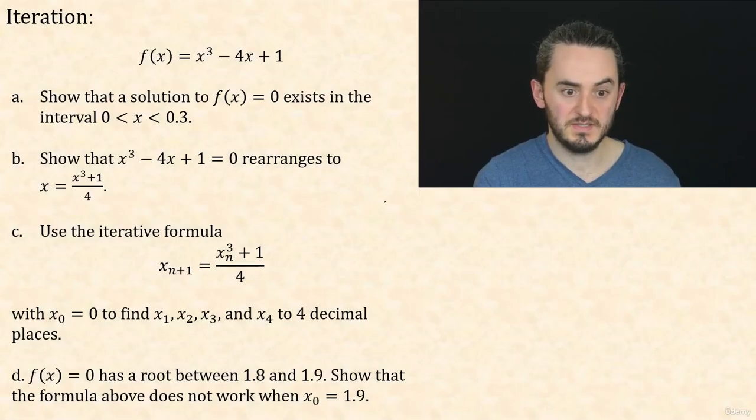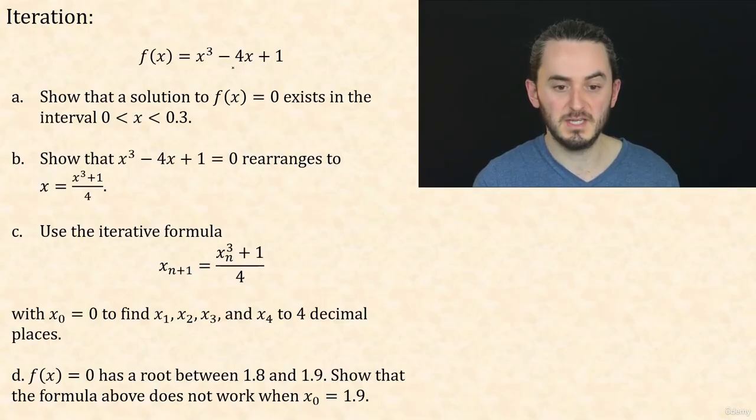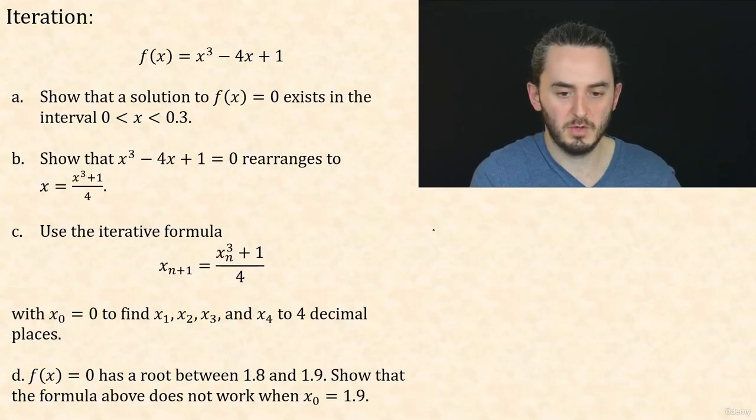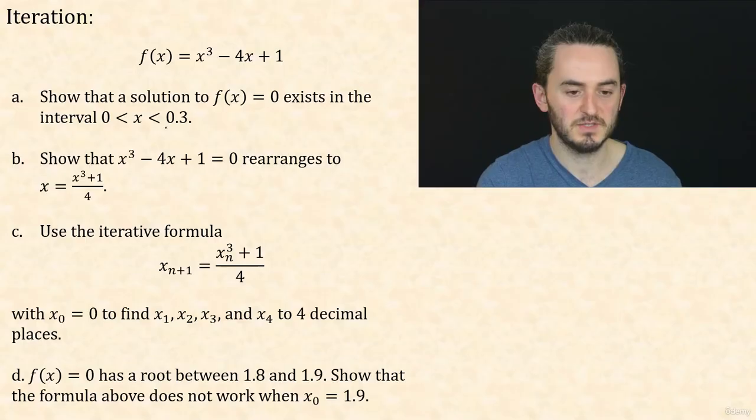All right, so here's a typical sort of exam question on iteration. You see it's quite long. So I've got a function, f of x equals x cubed minus 4x plus 1. This is not a cubic with any nice solutions, by the way. You can try, but they're all a little bit messy. So first question, show that a solution to f of x equals 0 exists in the interval 0 to 0.3. Okay, so we know how to do this. We'll get on to that in a second. We'll read through the whole thing first.